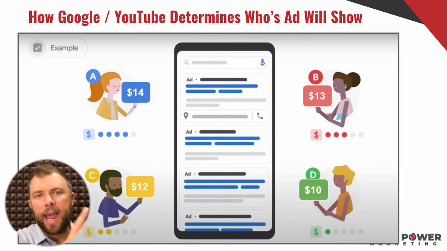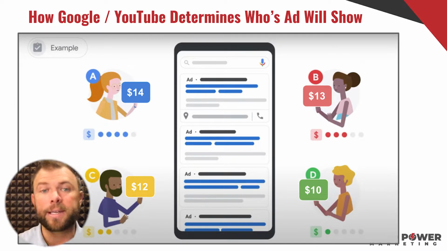We got person A who says, hey, I will buy a lead for $14. And person B says, well, I'll buy a lead for $13. And person C says, I'll buy a lead for $12. And person D says, well, I'll pay $10 for a lead. These are all people in the same market. How does Google determine who's going to show their ads? And you'd think, you know what, whoever pays the most is going to get the ad shown. But that's not the case.